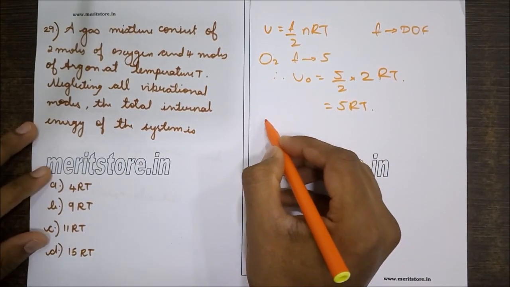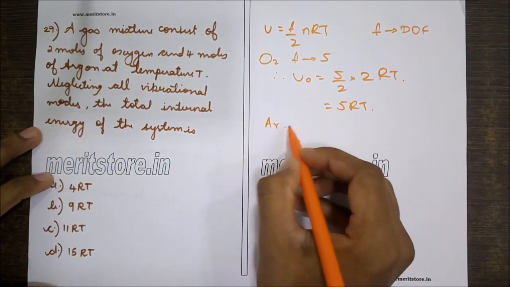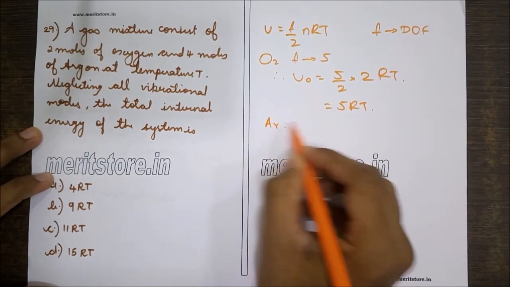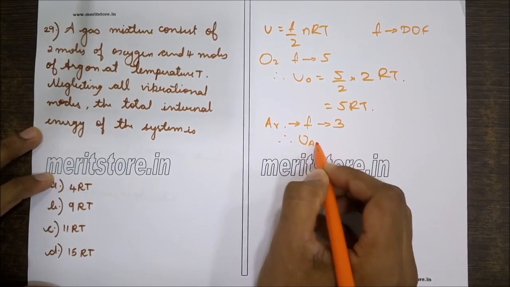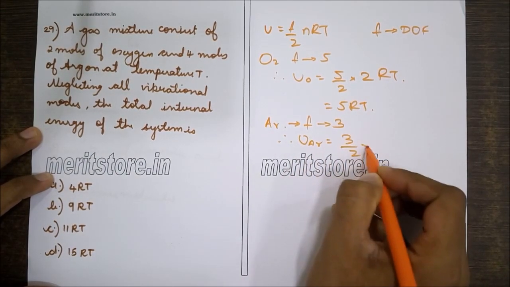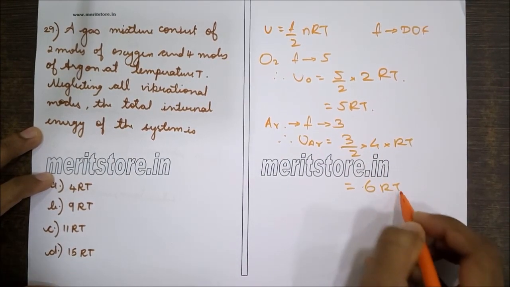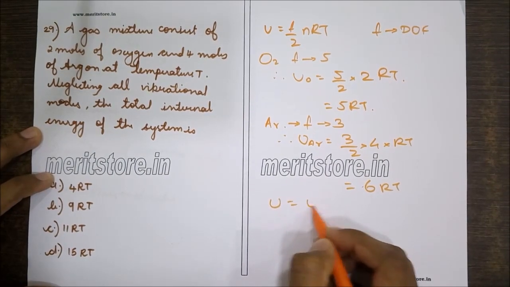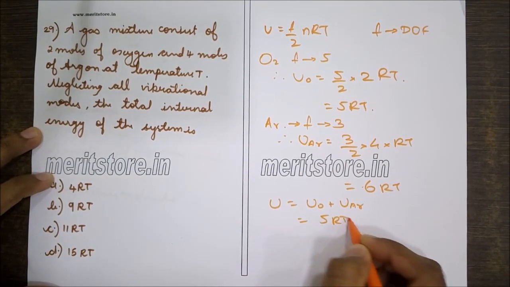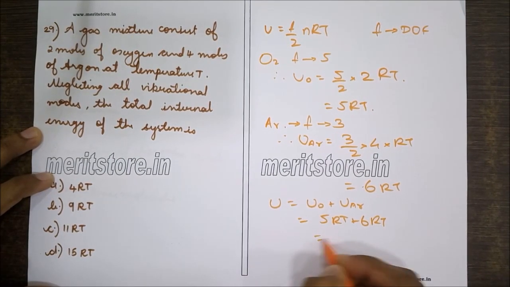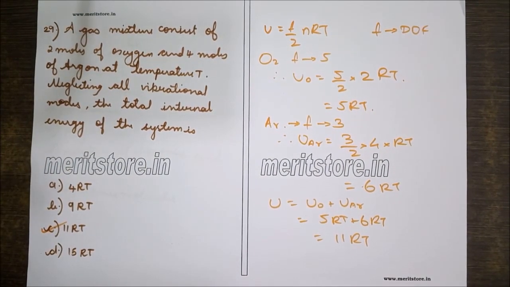Now, similarly for argon, since it is a monoatomic gas, f would be 3. So internal energy for argon is 3 upon 2 into 4 moles of RT. So this value is 6 RT. So total internal energy is U of oxygen plus U of argon, that is 5 RT plus 6 RT, that is equal to 11 RT. Hence option C is the correct answer.